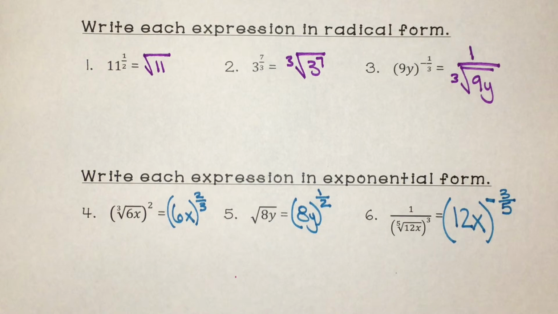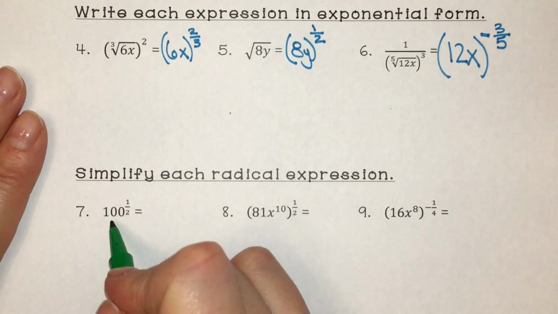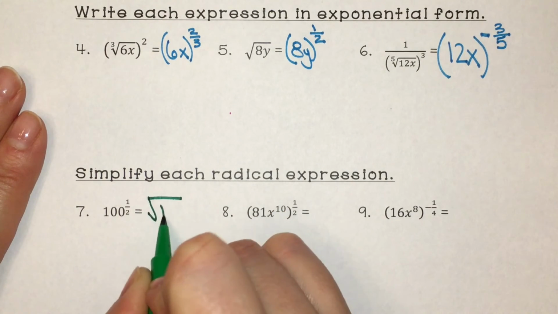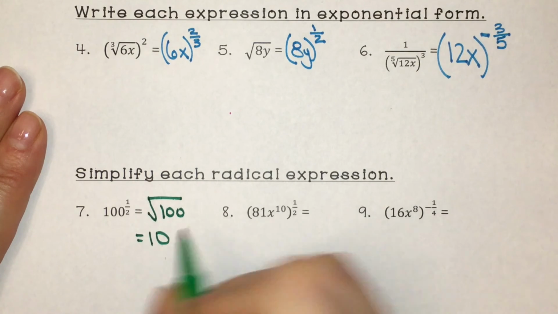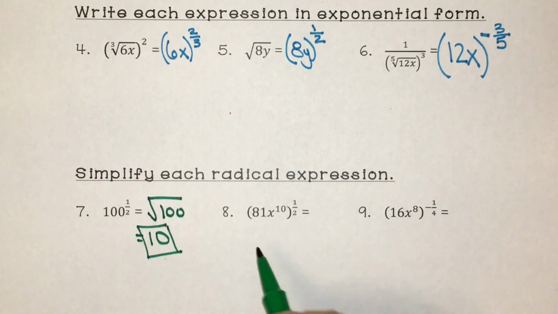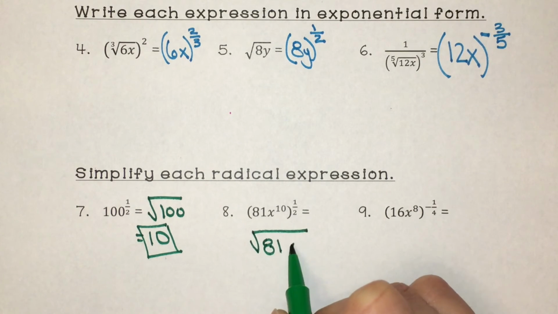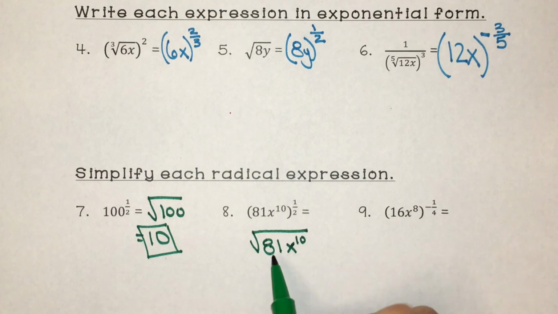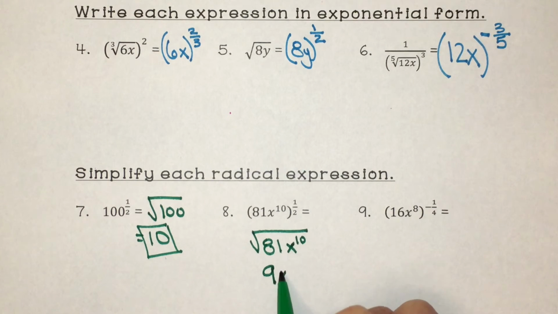Okay, and then last part. This just means the square root of 100, which is 10. Okay, we have the square root of 81 x to the 10th, which square root of 81 is 9. Square root of x to the 10th is x to the 5th.